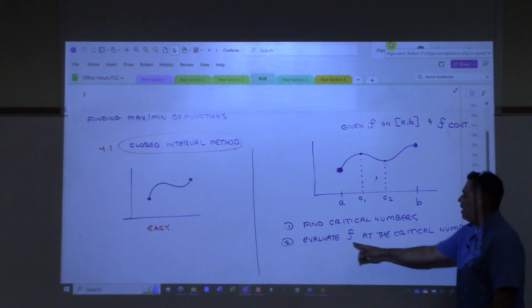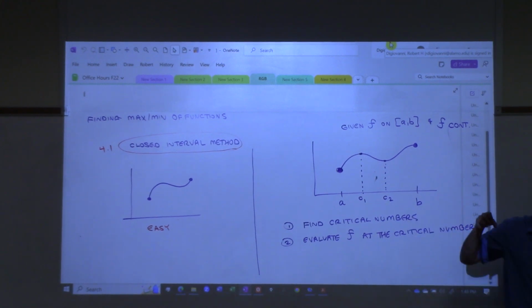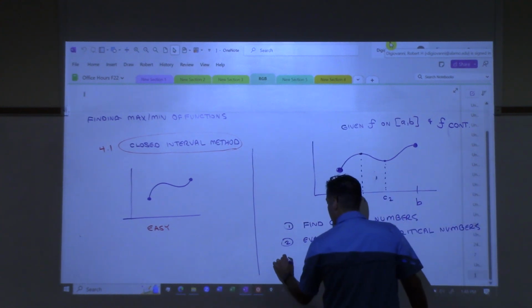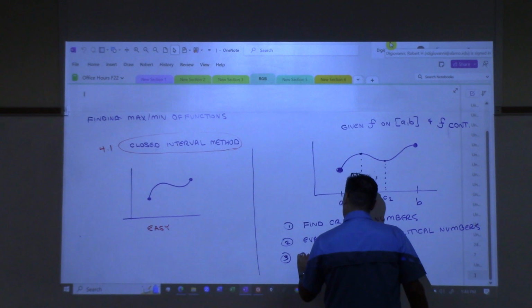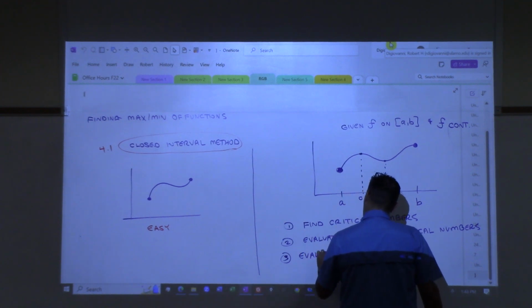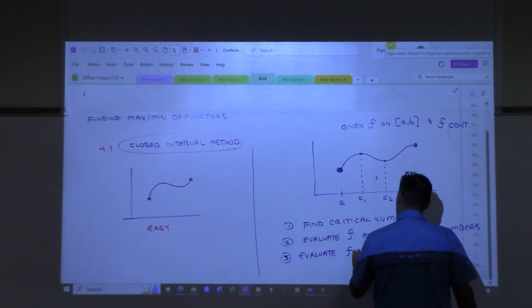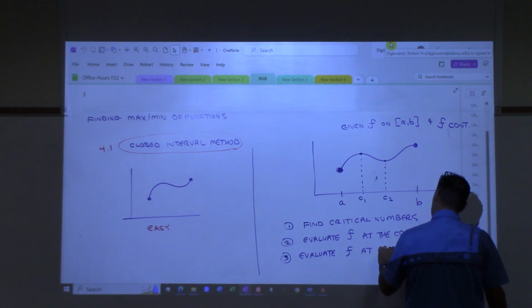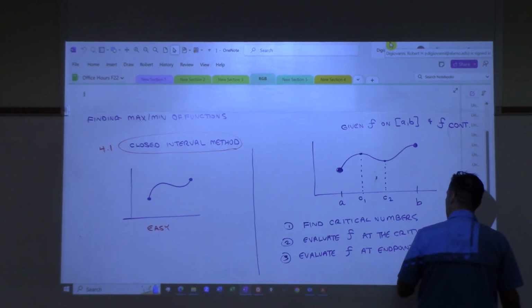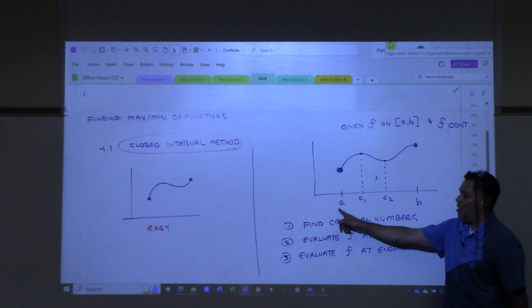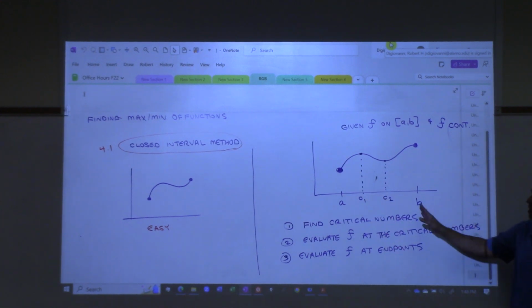And when I say evaluate, I mean plug those numbers into the function, right? Plug them into the function. The third thing I'm going to do is evaluate the original function at the endpoints. What do I mean by endpoints? I mean at the points A and B, right? Plug A into the original function, plug B into the original function. I'm going to look at all of those together.